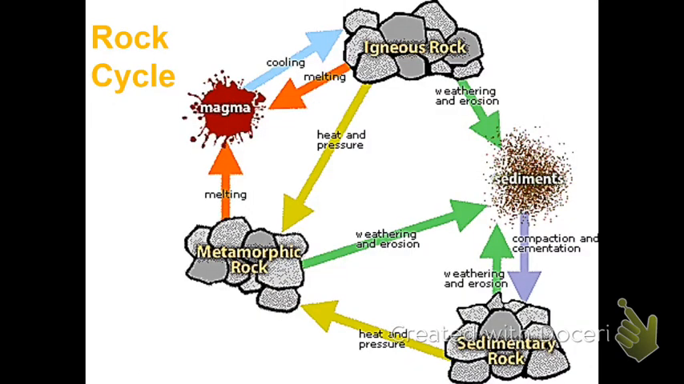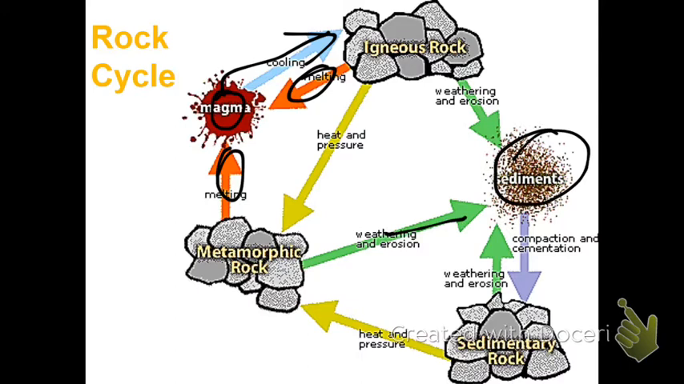So we have our three categories of rocks: igneous rocks, metamorphic rocks, and sedimentary rocks. And rocks can change from one type of rock to another by the processes that you're looking at on the screen. So you'll notice that any rock can become an igneous rock if it melts down, becomes magma, and then refreezes. And any rock can become a sedimentary rock if it is eroded and weathered into sediments, right? Weathering and erosion, and then gets compacted and cemented and becomes a sedimentary rock.